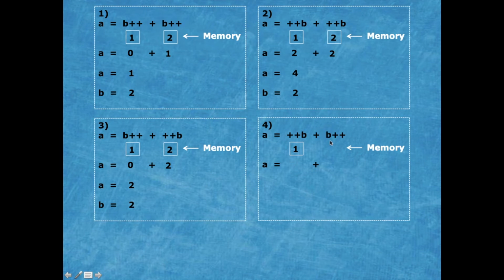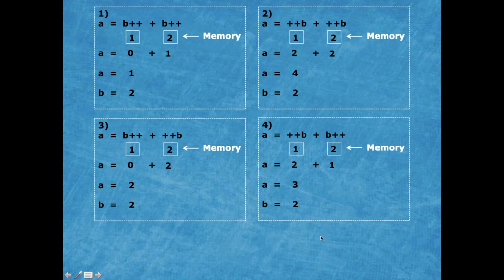So this is b++, pre or post? Post. So use the value 1 over here and then increment it in the memory. Now till here, what is the final value of b? It is 2. So use the final value 2 over here. Okay. So pretty simple. If it is pre-increment, you should wait till the end of the expression. That means till here. Okay. So a is equal to 3 and b is equal to 2.